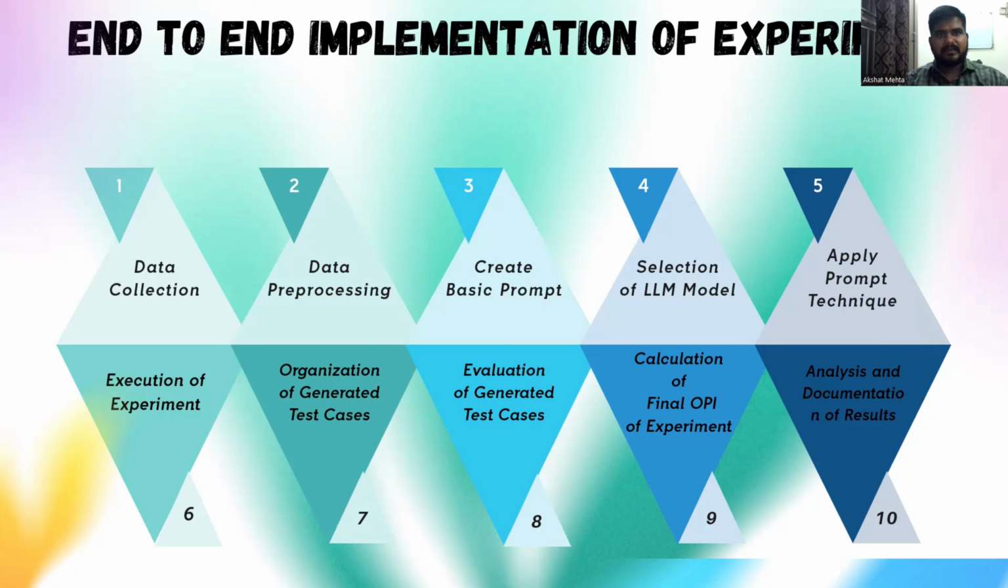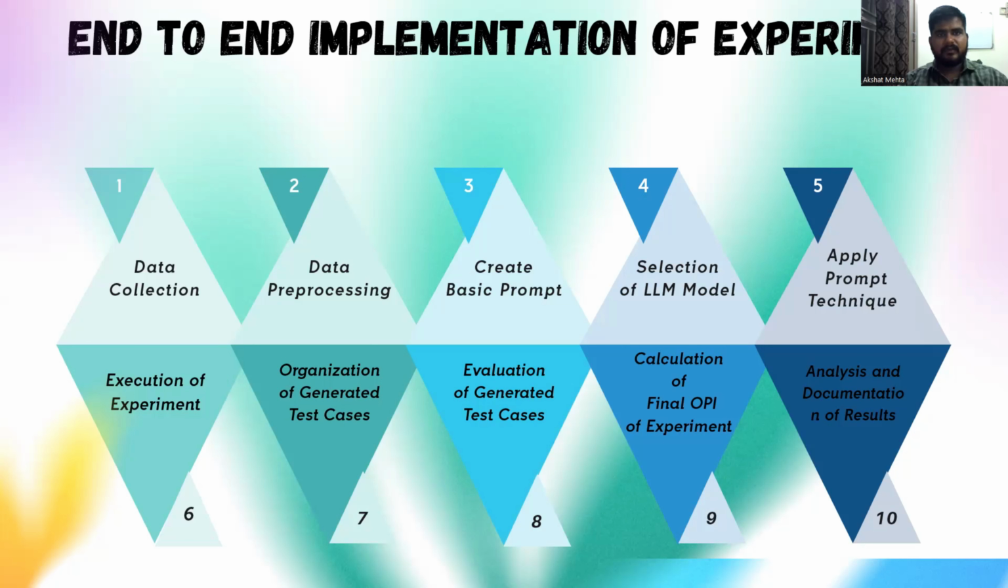Each model has its unique strength, and this step allowed us to test which model performs best under different conditions. Fifth, apply prompt techniques. The chosen prompt technique from zero shot, few shot, or chain of thought was applied to the model. This technique influenced how the model generated the test cases, offering different levels of guidance.